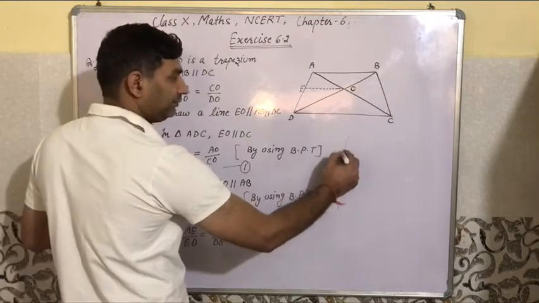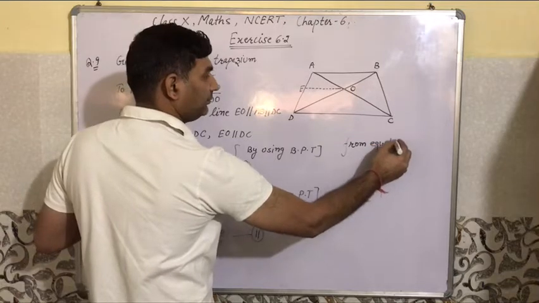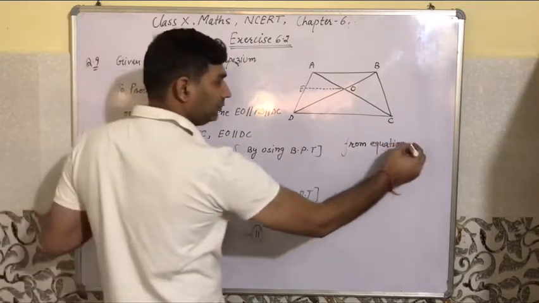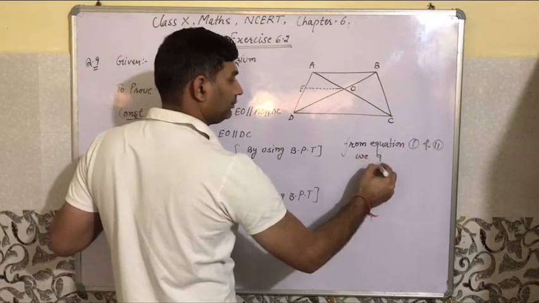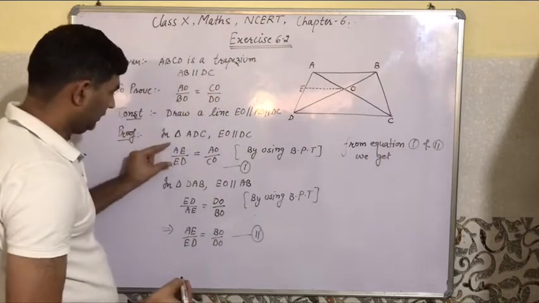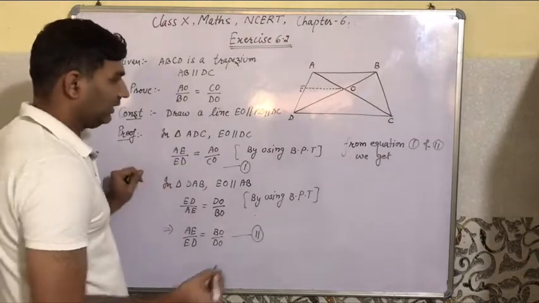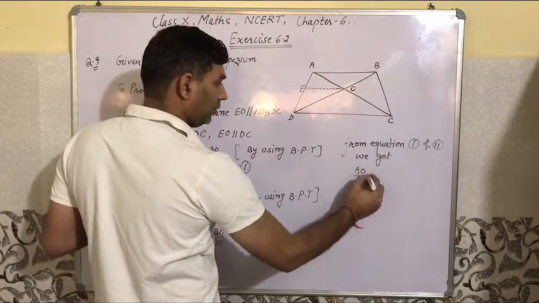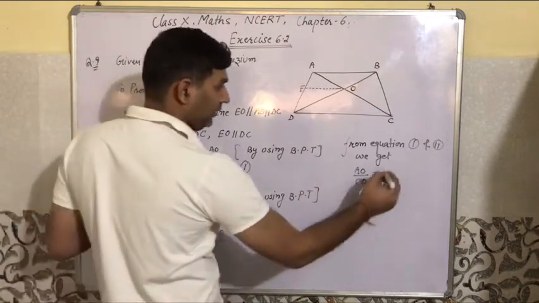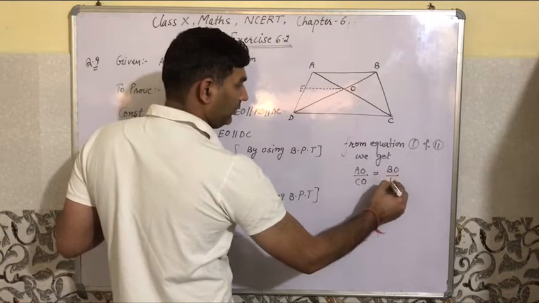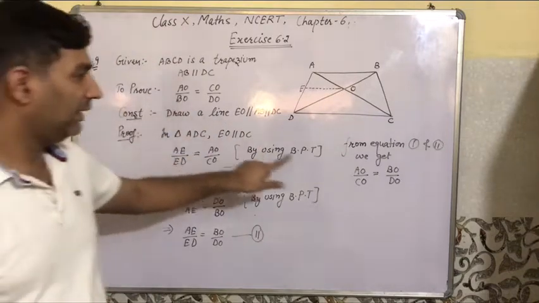From equation 1 and 2 we get, what? AE upon ED, both are left hand side equal, then right hand side are also equal. AO upon CO is equal to BO upon DO. But you will see that what we had to prove just now has not come at all.